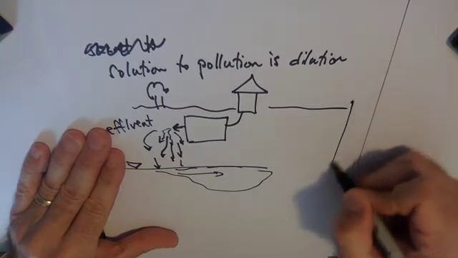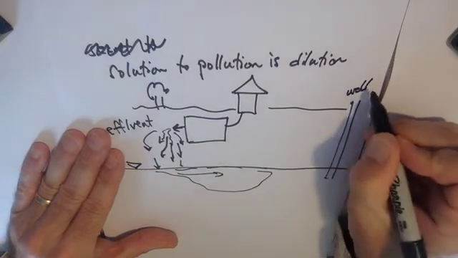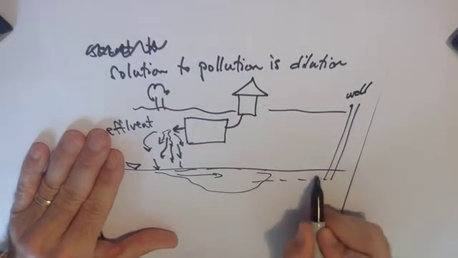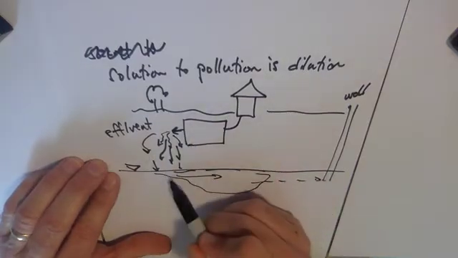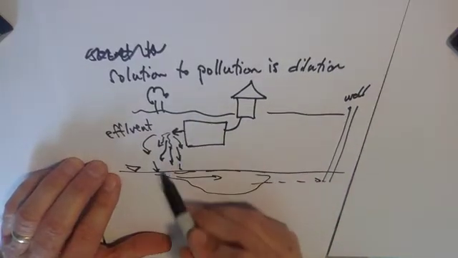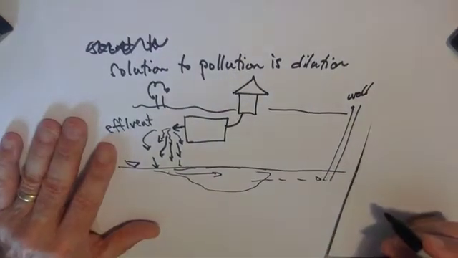and if your well for your house is way down here, by the time the water makes its way all the way down here, if that's far enough, it's been sufficiently diluted, it's been sufficiently cleaned by the septic system and by the organisms in the soil and the ground that it's essentially safe to drink.